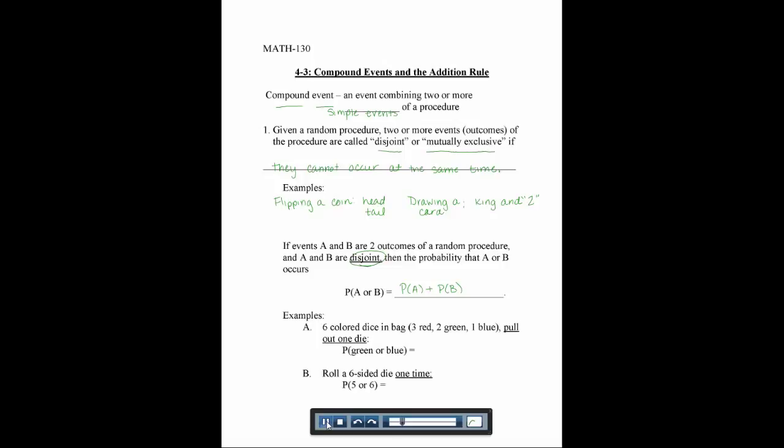If we flip a coin, what's the probability of getting a head or a tail? Well, that would be 100%, where the probability of just getting a head would be 50%, and the probability of getting a tail would be 50%. So together, they would be 100%.